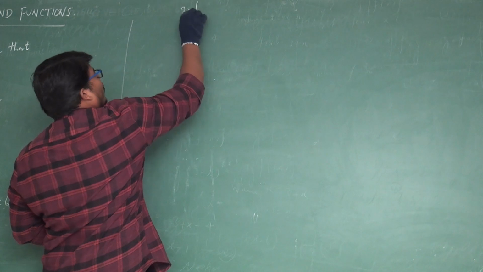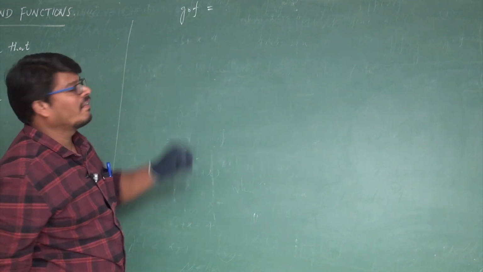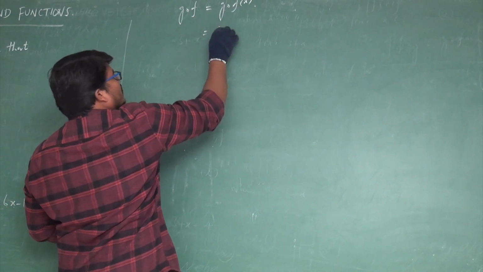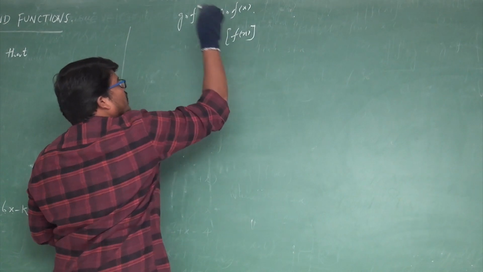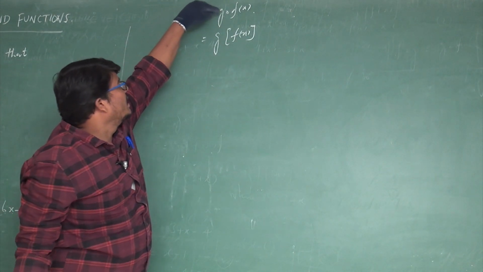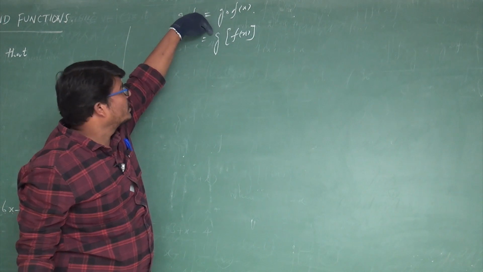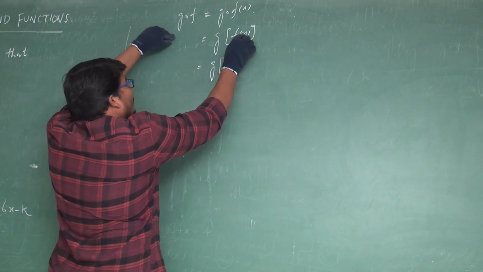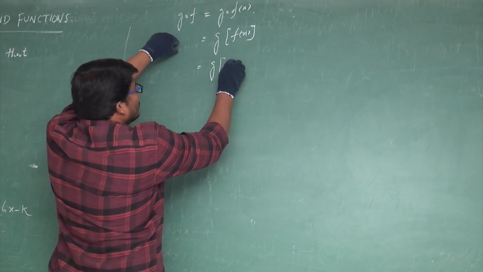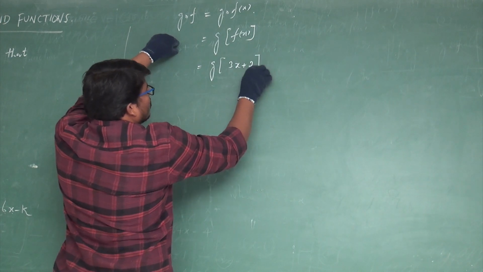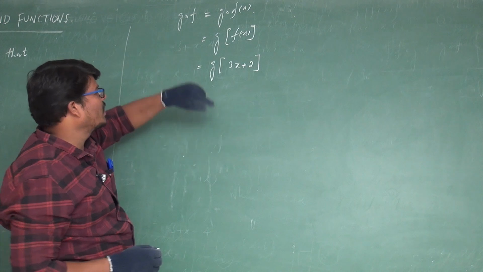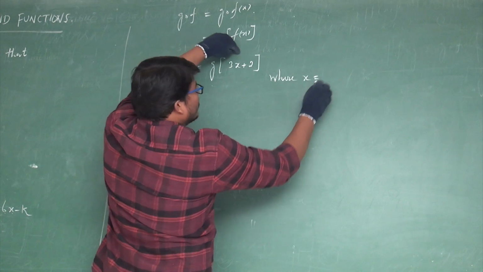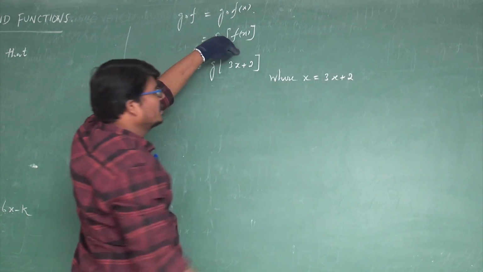Now g dot f, the composition of two functions. g dot f is g of f of x. We can write it as g dot of f of x, g of f of x. g is outside. Already f of x is given: f of x value is 3x plus 2. The total function is g of x, where x is replaced by 3x plus 2.